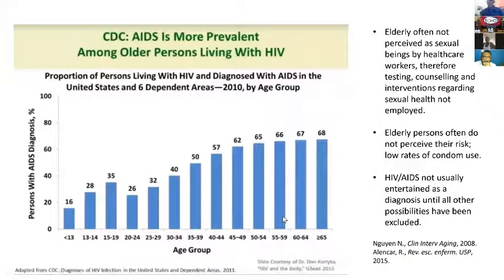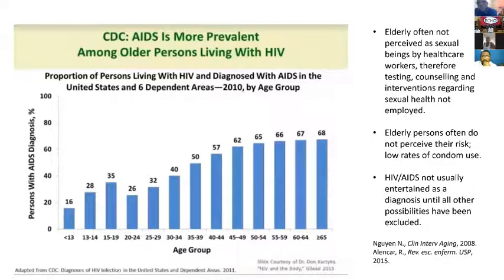And AIDS as a diagnosis, meaning CD4 less than 200 or with an indicated disease defining AIDS, is more prevalent among older persons with HIV. That graph is of persons who were diagnosed with AIDS, not just HIV, in the United States in 2010 by age group. And as you can see, as the age group gets older and older, the proportion of persons with an AIDS-defining illness or AIDS-defining condition is over two-thirds once you hit 50 years and above.